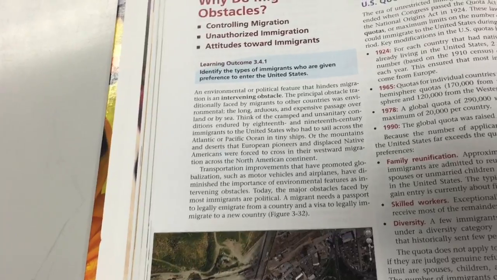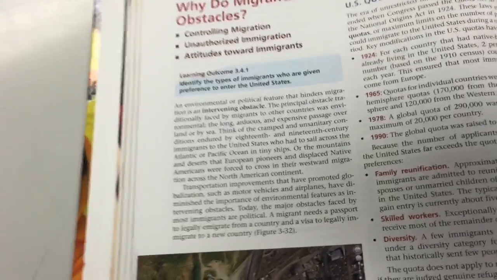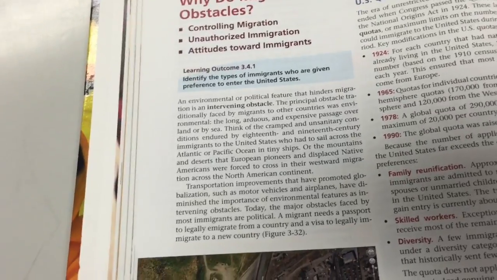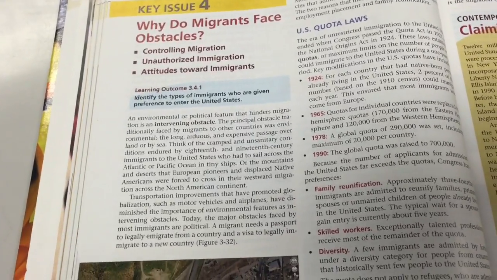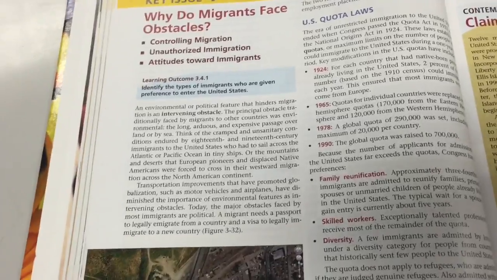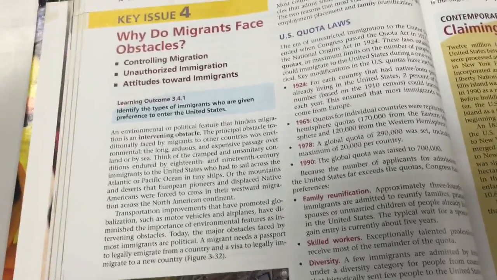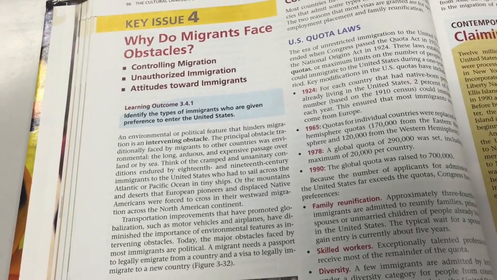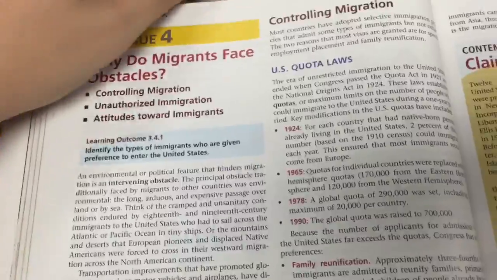However, due to the technological revolution, industrial revolution, people are able to do it more often because things like boats and things like cars and such are more readily available today. So now the problem that most of them face is political. That is, countries that people typically want to immigrate to don't want to take a whole lot of immigrants, and so they institute what's called quota laws.